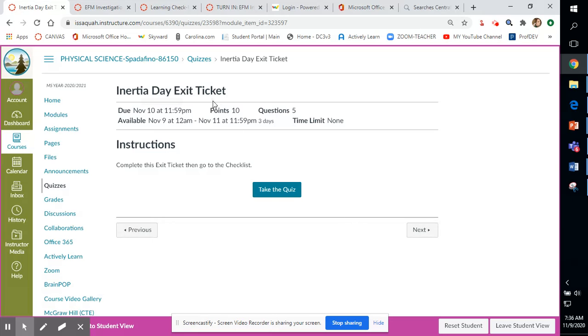You have an exit ticket. I set it up as a quiz. It's not technically a quiz. It is an exit ticket where I'm asking you some questions about the first law, inertia, and how things went today.